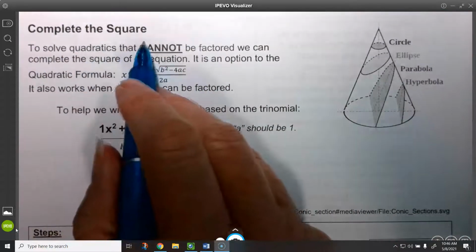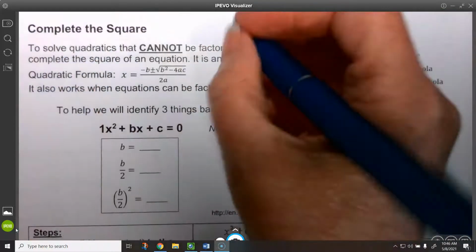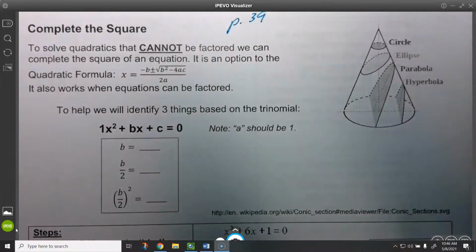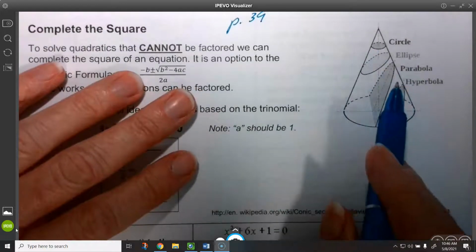We are going to talk about what's called completing the square, or complete the square. We are currently in our packet on page 39. That page number might not be in yours. So let me tell you about this figure over here, just because I'm sure you're probably wondering what the heck this is.